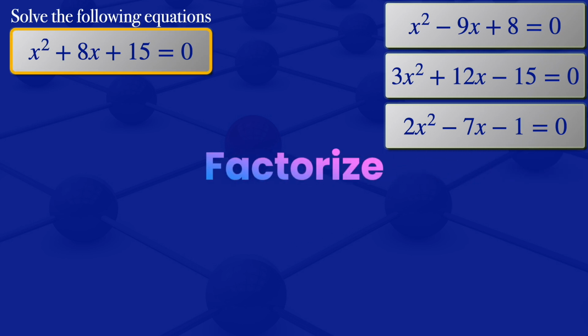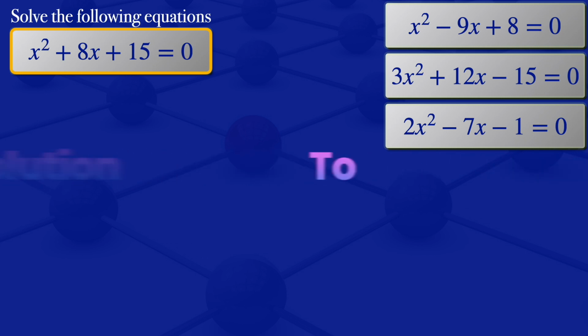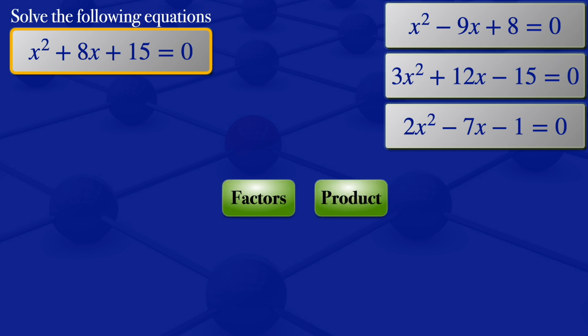I'll try to factorize this equation so that I find the solution. For me to find the factors there, what we are looking for is two numbers which, when you multiply them, give us 15, and when we add them, give us 8. So I start by looking at factors of 15. For the factors, we need the product to be 15, and the sum to be 8 here.